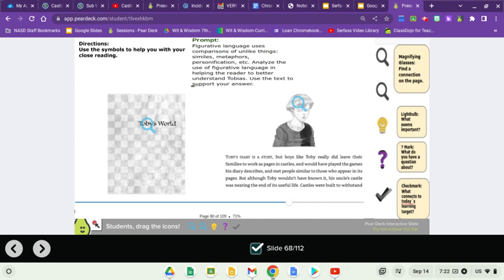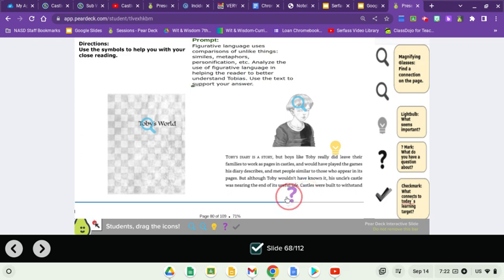But although Toby wouldn't have known it, his uncle's castle was nearing the end of its useful life. So this connection between real life and Toby's experience, I'm going to say that seems important to me. So I'm going to put my light bulb right there. All right.